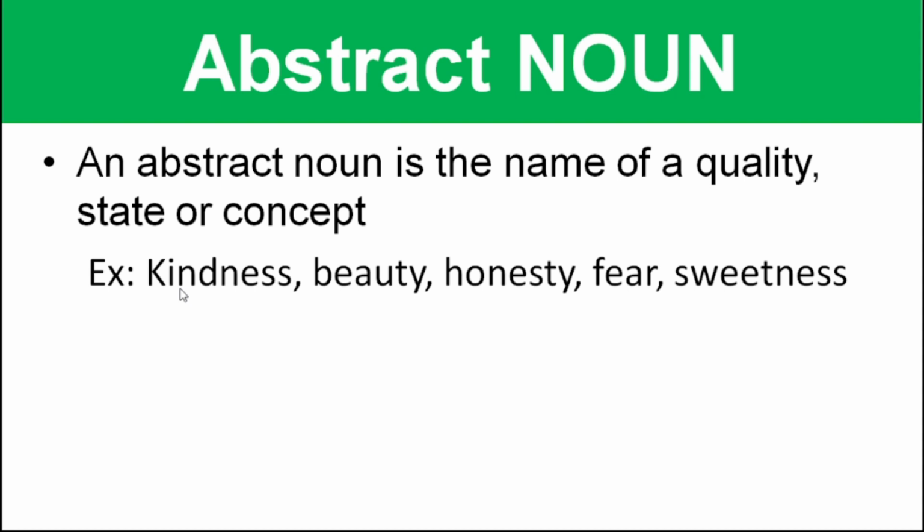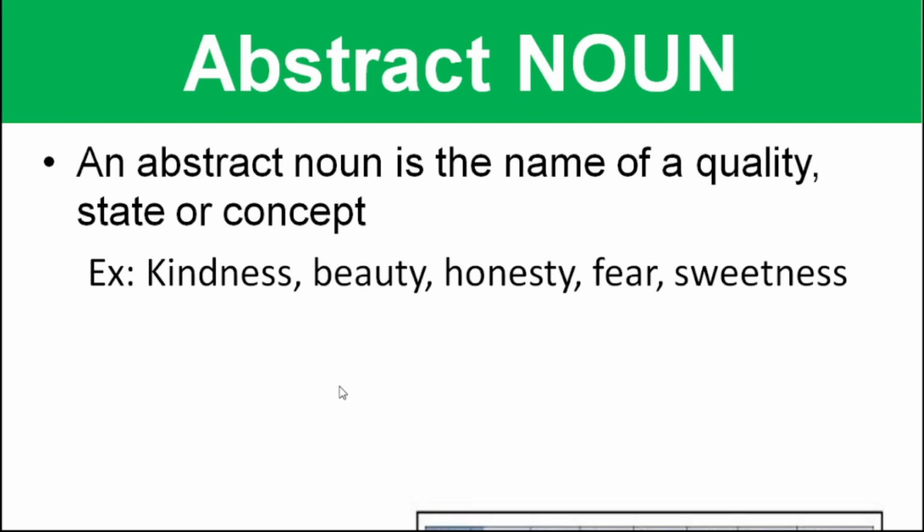So these are the examples of the abstract noun. Kindness, beauty. What is the definition of beauty? Of course, many definitions have been given. Beauty is below the skin or behind the skin. These are the definitions we have. But beauty is an example of an abstract noun. Honesty also. Fear. What is the structure of fear? We don't have the structure of fear, but we all experience it in our day-to-day life. Sweetness, when we eat, right? When we feel, that is.